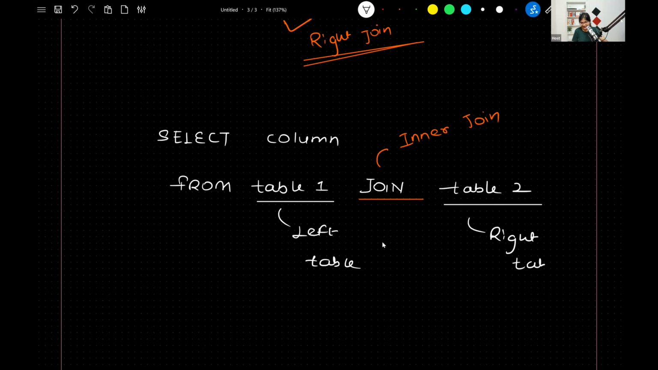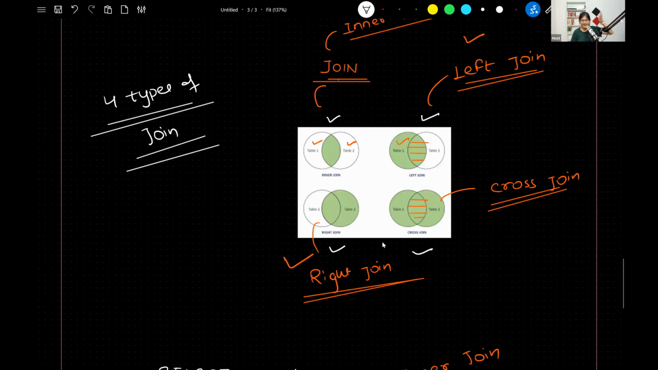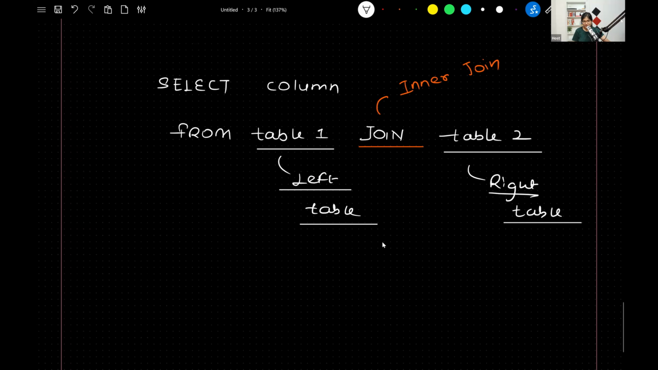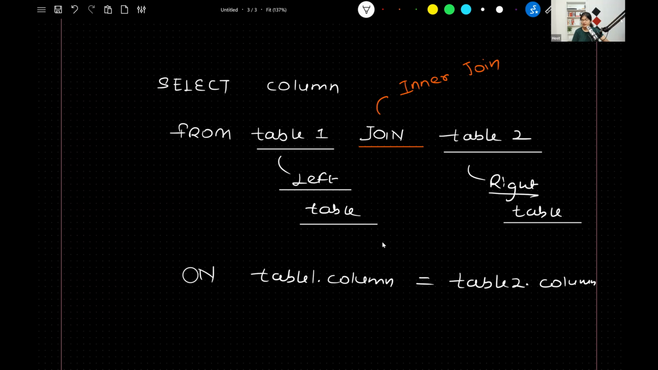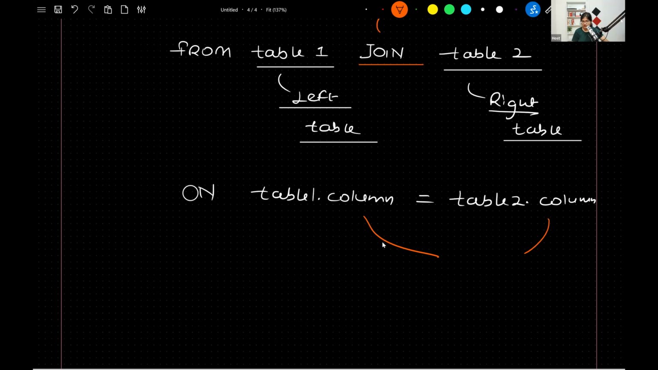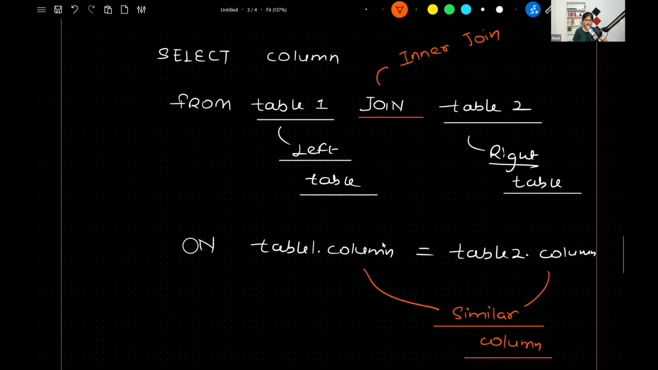In the diagram, which you can refer to, left table and right table, table 1 and table 2. Now, after that, you will say on, and then whatever the table 1 dot column value is, which is equal to the table 2 dot column value. And these 2 columns are the similar columns on which you want to do a join. Otherwise, join is not possible. These 2 are the similar columns. For example, in our scenario, it was ID in table 1 and account underscore ID in table 2.